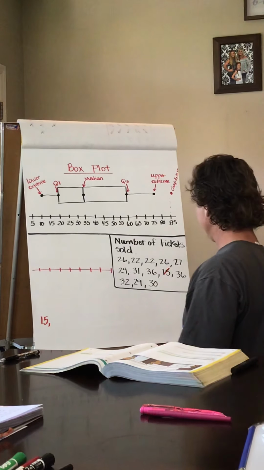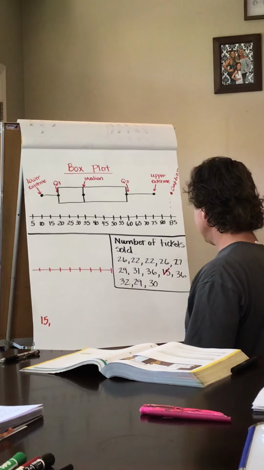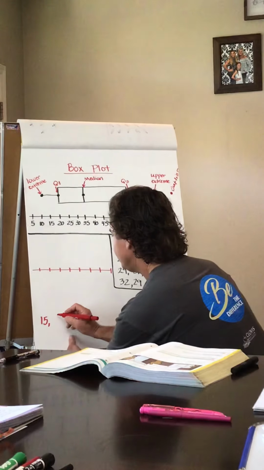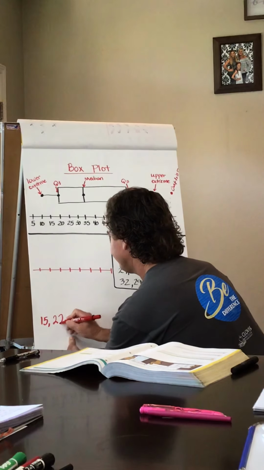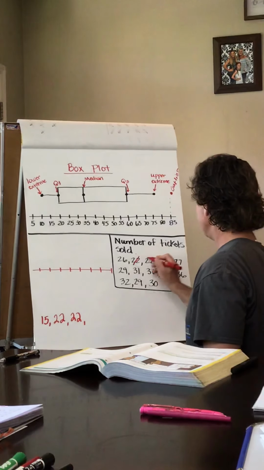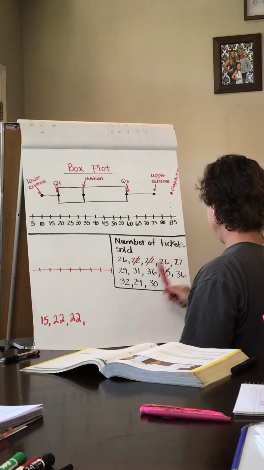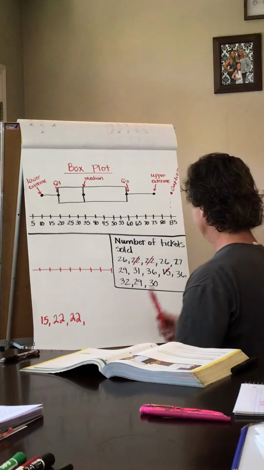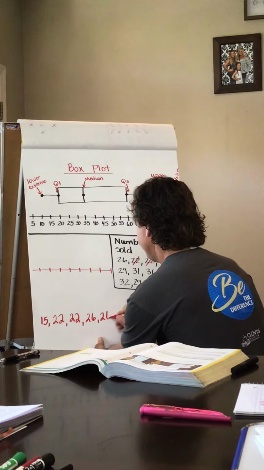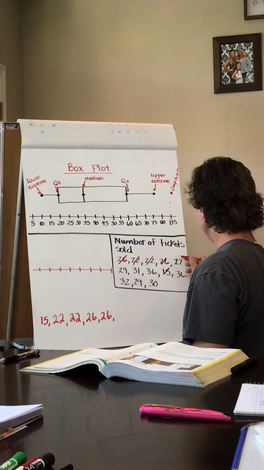lowest number. Okay. The next number I see is 22. Does that look right? Mm-hmm. Dalton? Okay, I have 2 of those. I have 2 22s. After that, I believe it's 26. And I also have 2 of those. So I've got 26, 26. Here's 27.